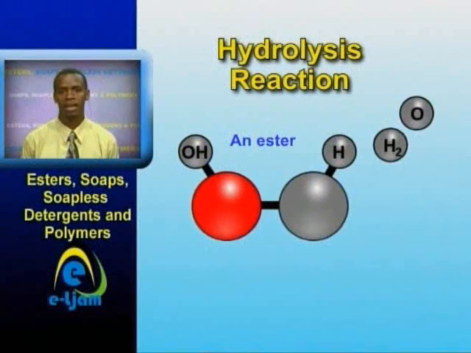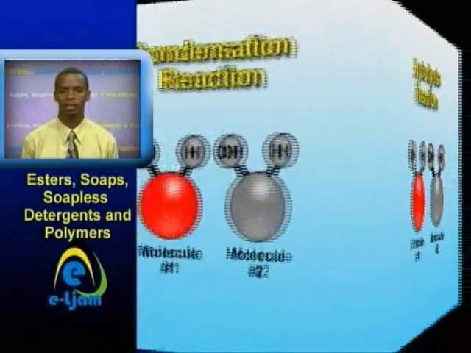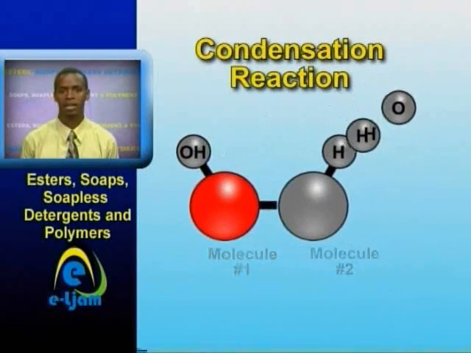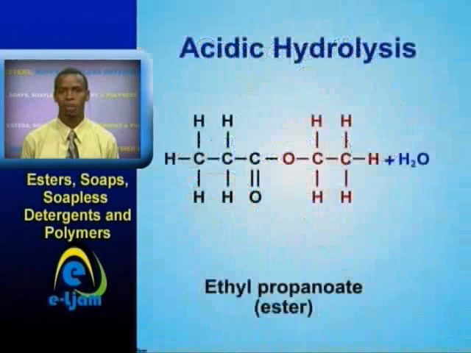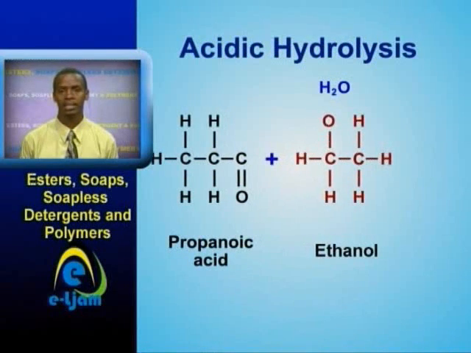Hydrolysis is the splitting of a large molecule into smaller molecules by the addition of water. Hydrolysis is the reverse of condensation. When water is added to an ester under alkaline or acidic conditions, the ester splits to produce the alcohol and the organic acid from which the ester was made.